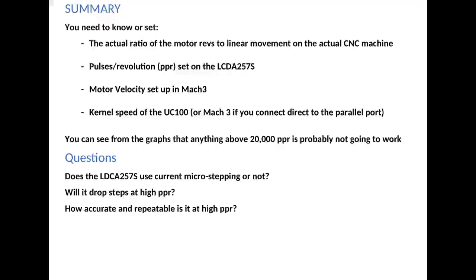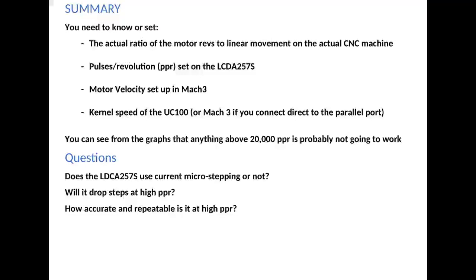It is clear that when you use a closed loop controller of the type I have chosen, you have to take into consideration many more factors than with a simple open loop controller. You can see that pulse per revolution settings greater than 20,000 would be of little practical value as you run out of kernel speed. You can see the impact of the gearing to the lead screw. And you can see that for me there are still some unanswered questions on the control of the LCDA. Hopefully someone can answer these.